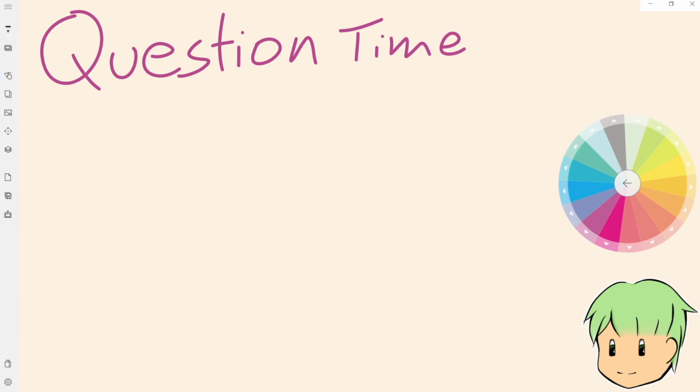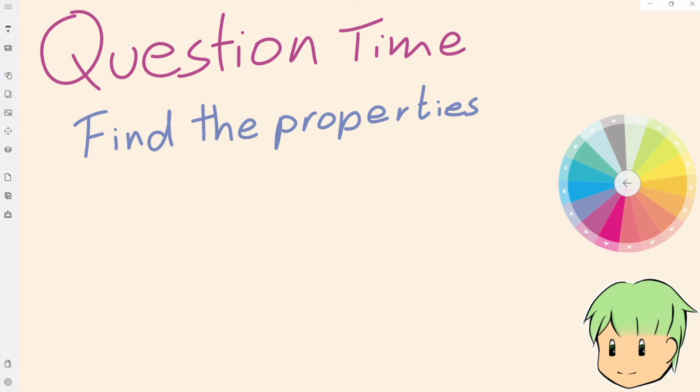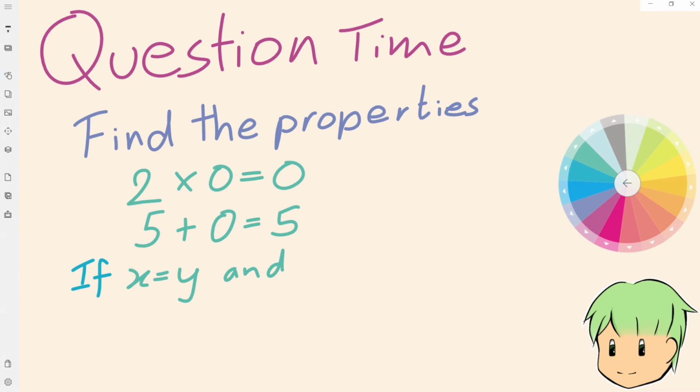For the first one, find out which properties are used in these equations. 2 times 0 equals 0. 5 plus 0 equals 5. If x equals y and y equals z, then x equals z.